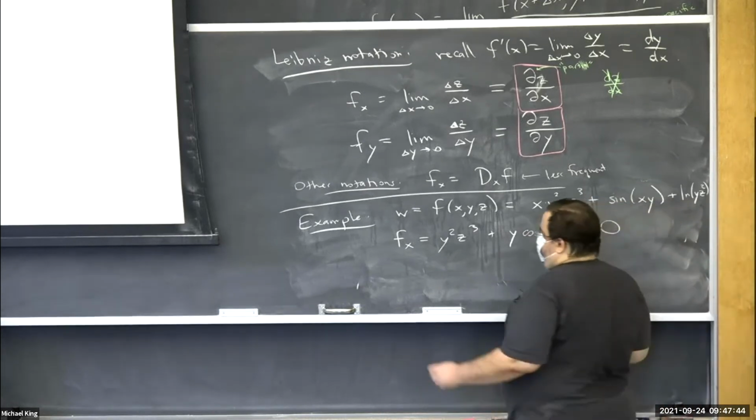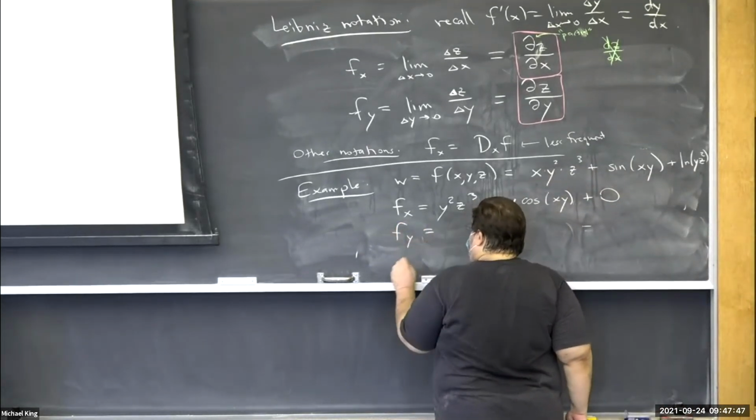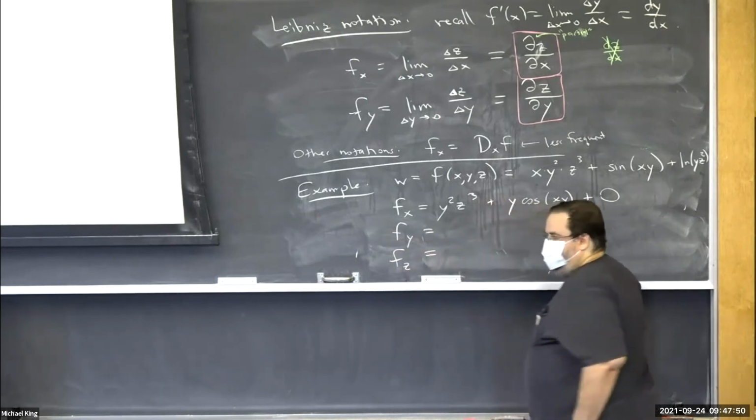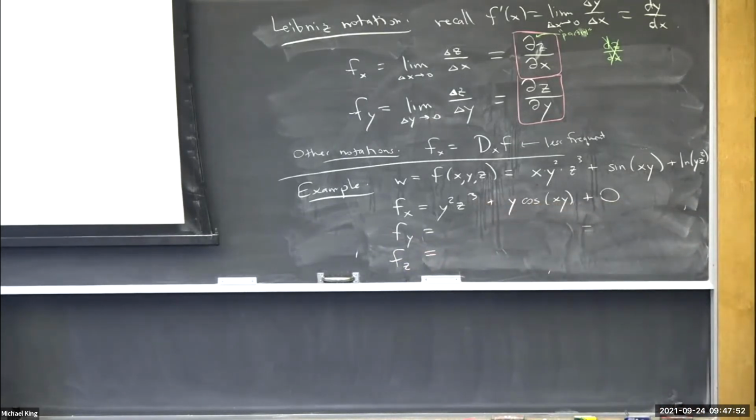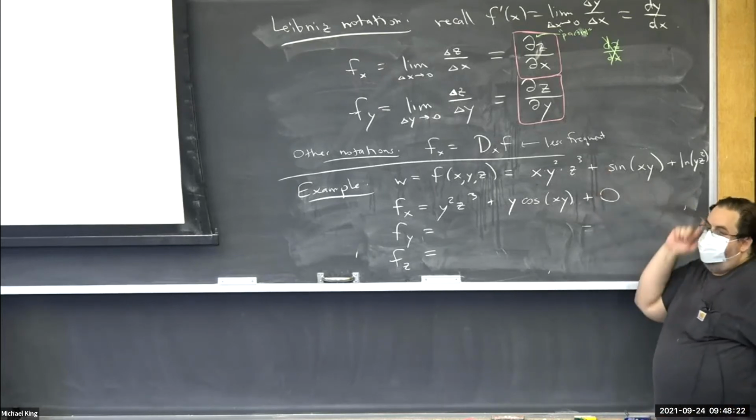Try the partial y and the partial z. Give you guys a minute to do it. Check in with your neighbors. Compare notes. I didn't put a product rule in here. So I wanted to be really mean. I could have made it like y sine xy or something like that.